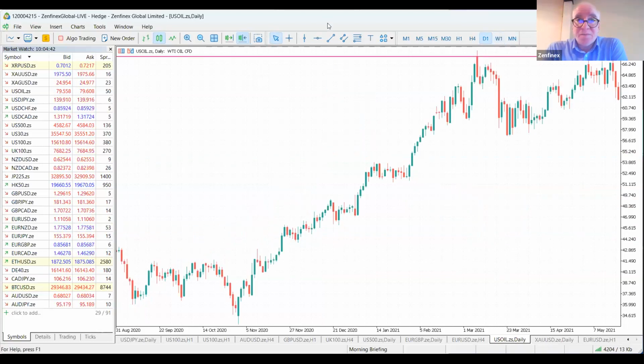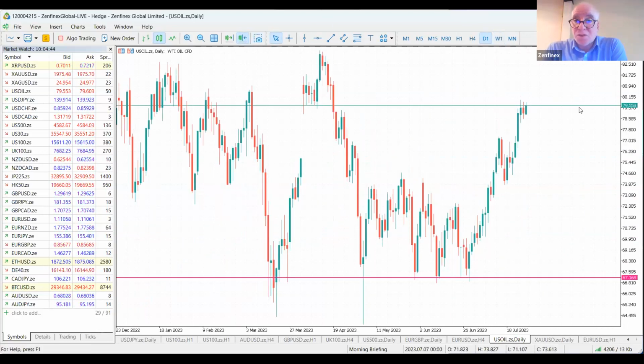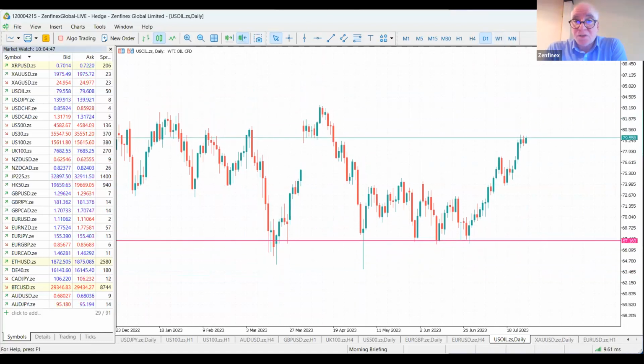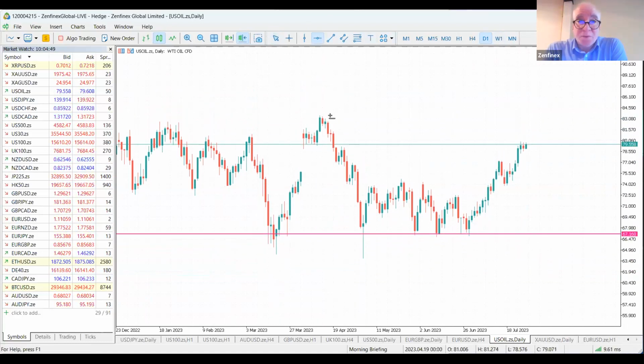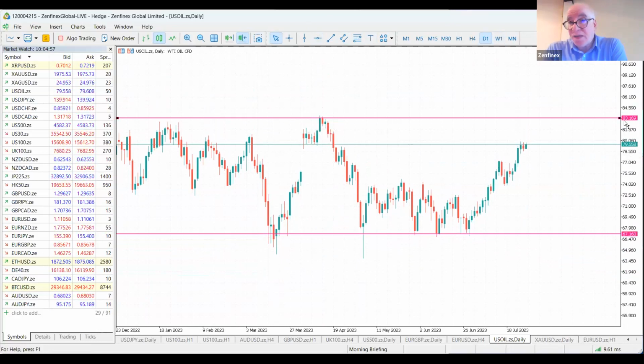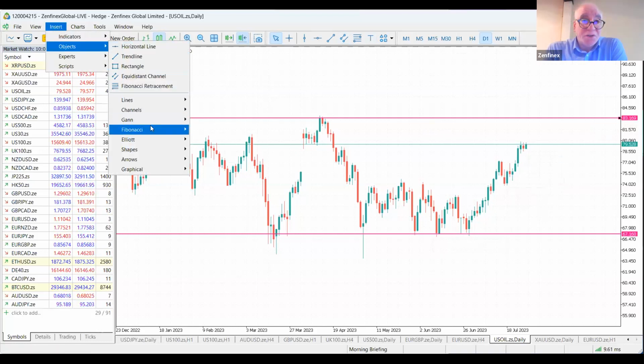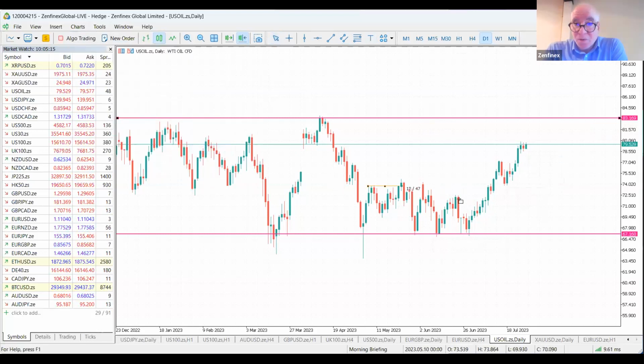Let's now go to the daily and start marking up some more areas that we need to be mindful of. So we can see definitely here, oil really has been sort of bouncing between 67-ish to 83. And certainly in the last couple of weeks, it's bounced off this level of support, broke out of this consolidation that we mentioned previously. This whole area here, it's been in this area for some time.